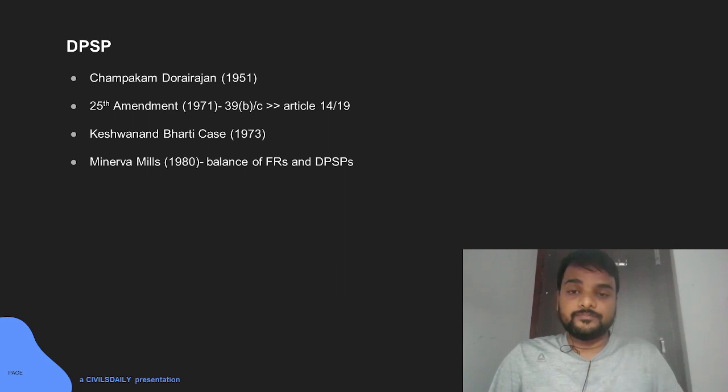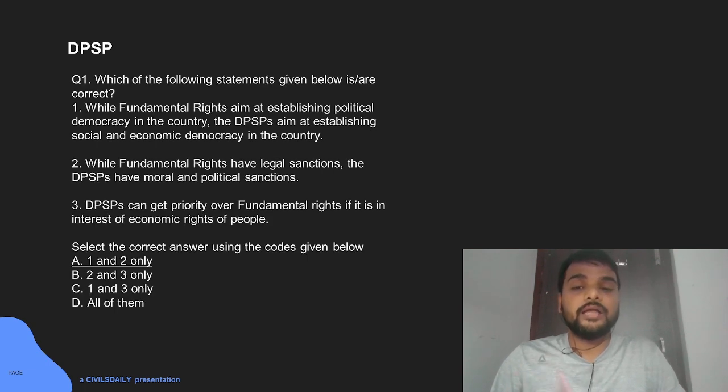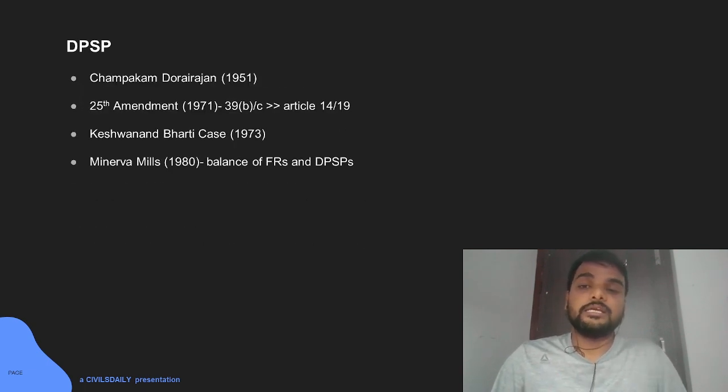And only through understanding the chronology can you understand this topic in detail. So here the answer is 1 and 2, and we have seen that only in the case of 39B and C do they get priority over Article 14 and 19, because it was brought by the 25th Amendment and it was accepted in the Kesavananda Bharati case, which is also the basic structure judgment. While in the Minerva Mills case, the Supreme Court has clearly said that it is the balance of fundamental rights and DPSP that is required.